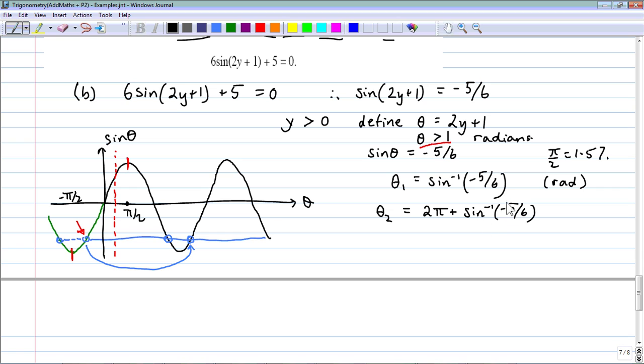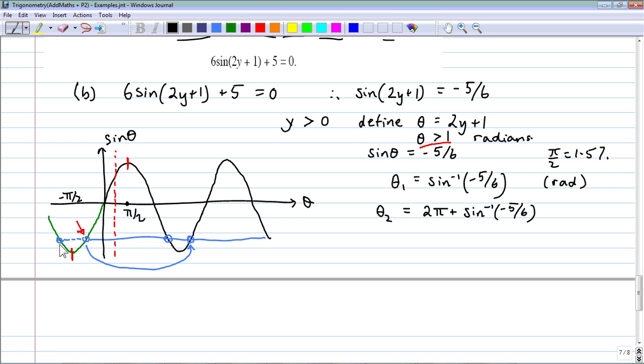So again, this is the number that the calculator will give you. Add 2 pi, that's our first answer. Now what about our second answer? What's an easy way to get that? Well, let me think. What's the easiest way to get that one?